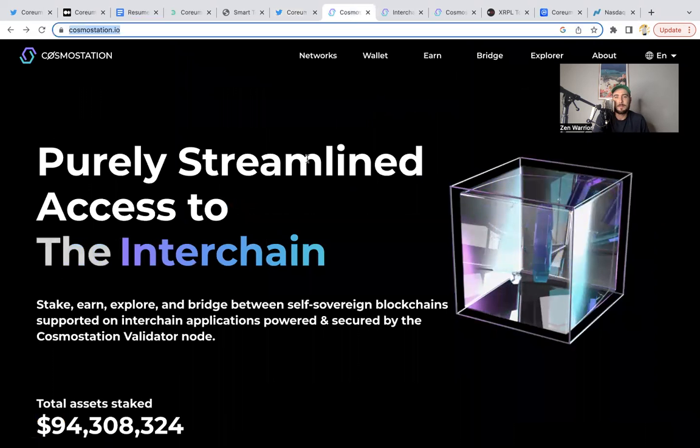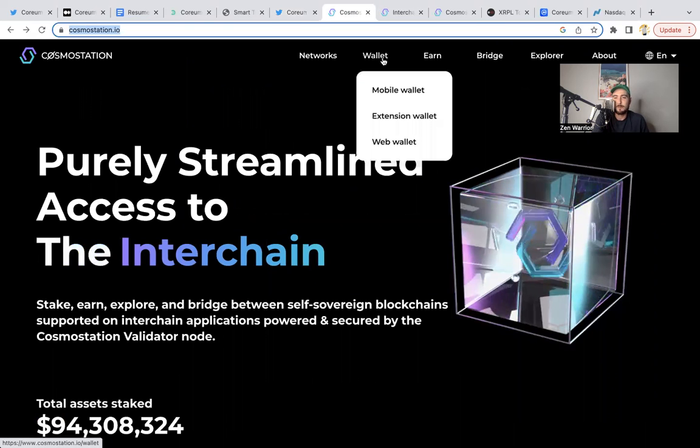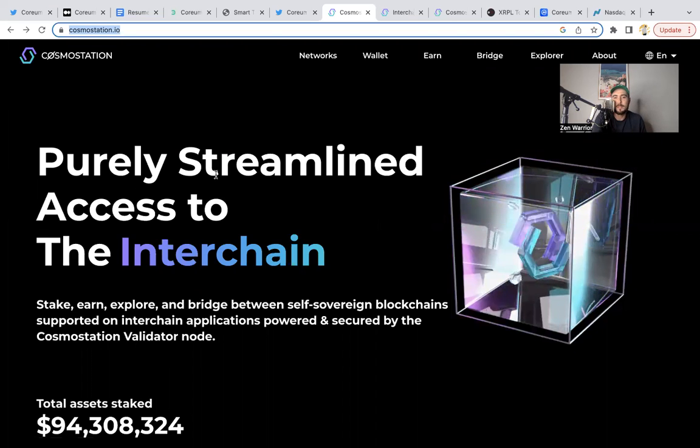And because they're a validator, I believe we're also going to be able to use their wallet tools. So if you don't know about Cosmos Station, they already have an amazing wallet, and this will probably be one of the first places we're able to go and stake our Coreum to validators. They're purely streamlined access to the interchain. So this is like your interface to interact with Cosmos-based chains. And we'll take a look. You are able to stake, earn, explore, and bridge between self-sovereign blockchains supported on interchain applications powered and secured by the Cosmos Station validator node. So they're so much more than a validator. They're actually contributing, and they have a lot of tools for the ecosystem.